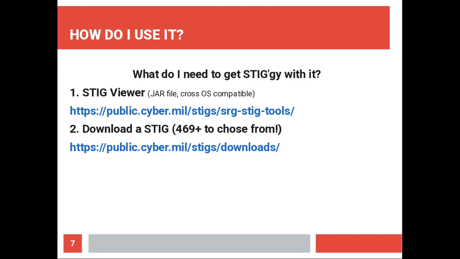So like I said, two things: grab the STIG viewer, and you go out to the URL. You search out of these 469, and they have a search bar. You can just type in Windows. You can see all the Windows STIGs, whatever. And I'll try to show that here real quick. And then you download the STIG.